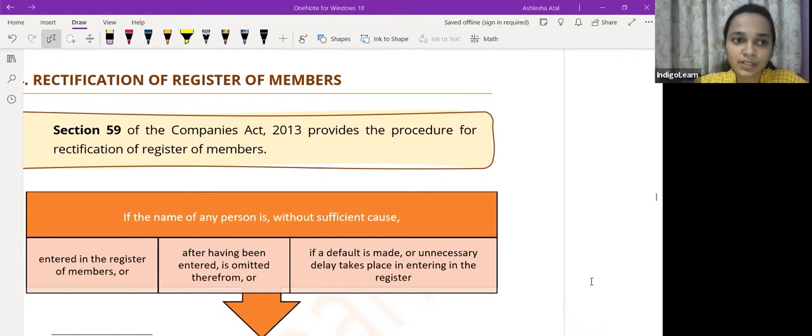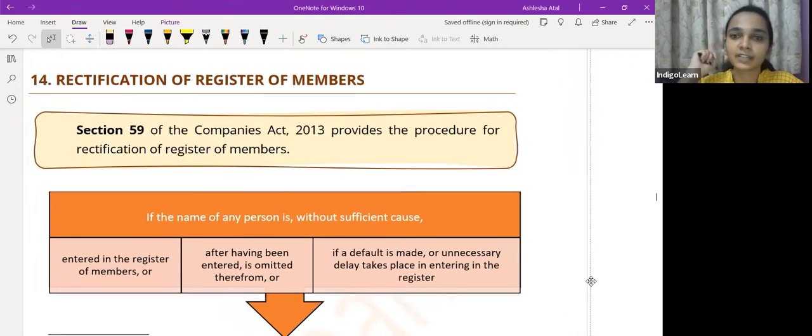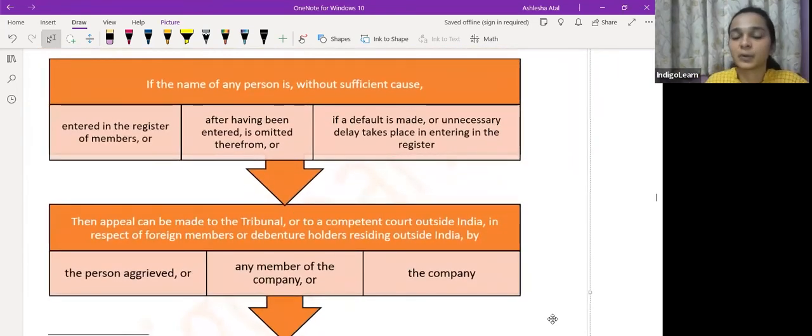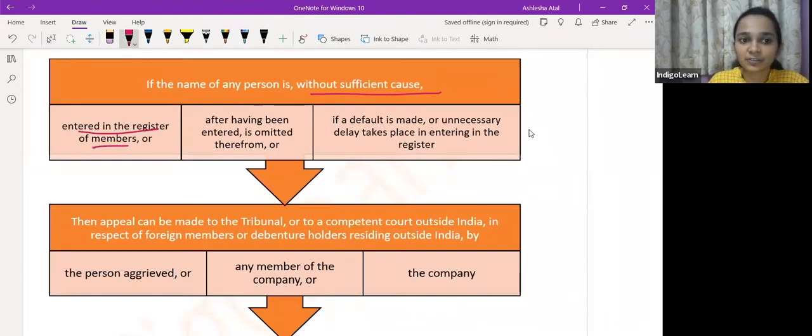So talking of section 59, which talks of rectification of the register of members. So 59 क्या बोलता है कि if the name of any person is without sufficient cause entered in the register of members, मतलब मेंबर नहीं है कंपनी का, फिर भी उसका नाम रजिस्टर ऑफ मेंबर में आ गया गलती से, after having been entered is omitted therefrom, मतलब किसी का नाम एंटर किया in the register of members but later on has been omitted, or if a default is made or unnecessary delay takes place in entering in the register.